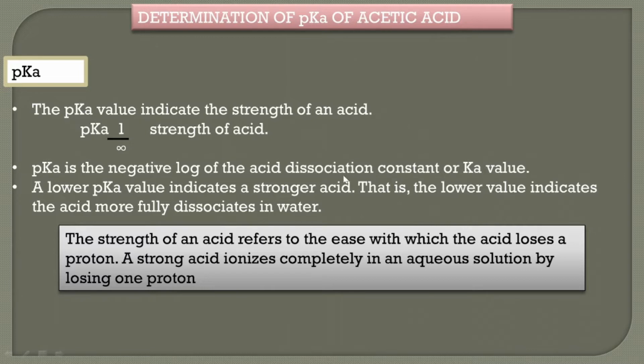Then there is a chance to have a doubt there. What is the difference between a weak acid and a strong acid? If an acid is a strong acid, then it can ionize completely in an aqueous solution by losing one proton. That is the nature of a strong acid.